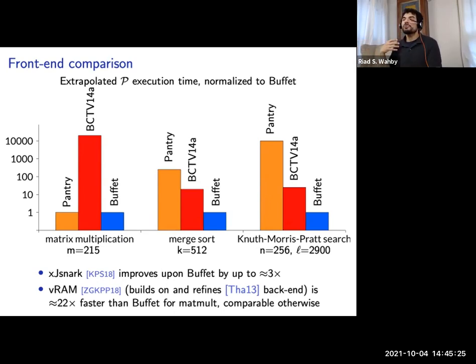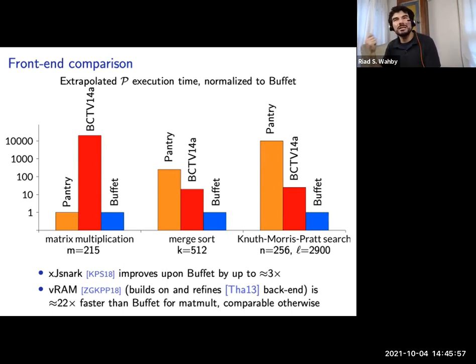What we see is that for straight line programs that are purely arithmetic, like matrix multiplication, Pantry and Buffet have basically the same performance, but the CPU-based approach, which has all of this generality that's unnecessary for something like matrix multiplication, is paying a lot. It's paying three orders of magnitude. If we go to something more complex like merge sort, now we have data-dependent looping, and the CPU really helps compared to the custom hardware approach like in Pantry, but Buffet is able to do a little bit better because it doesn't have to pay for generality.